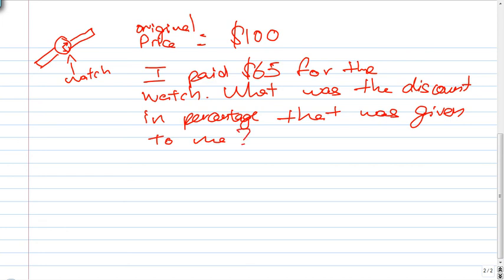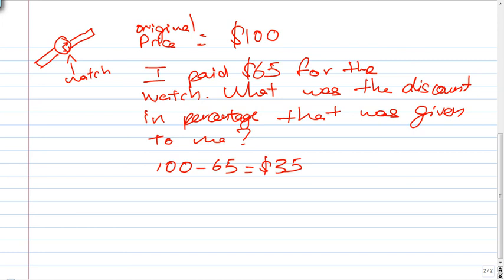All I have to do, this is another variation of the question. I'm expressing discount in terms of percentage right now. I'm going to take 100 minus 65, the nominal value of the discount, and I'll get $35. So $35 was the discount given to me.